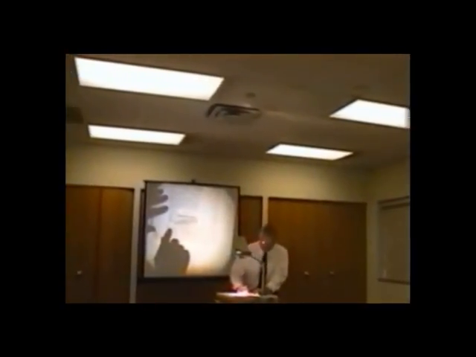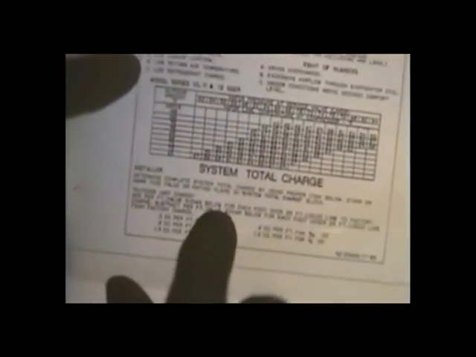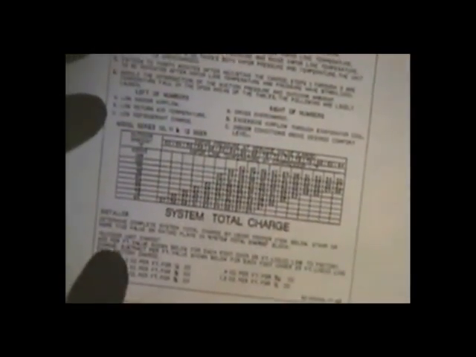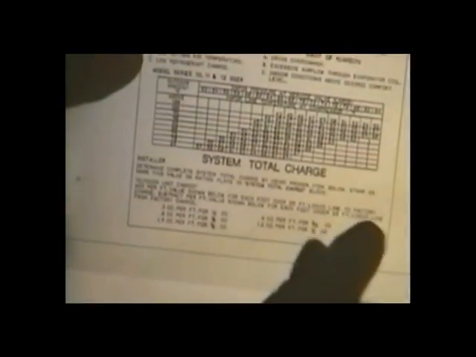Now, we go on. It says, outdoor unit charge. It says, add per foot value shown below for each foot over 25-foot liquid line to the factory charge. Subtract per foot value shown below for each foot under 25-foot liquid line from factory charge.